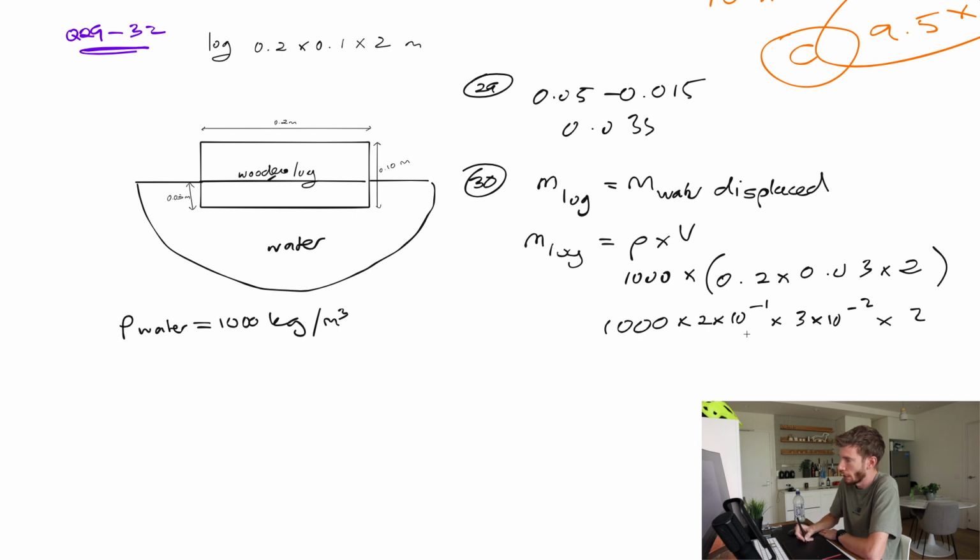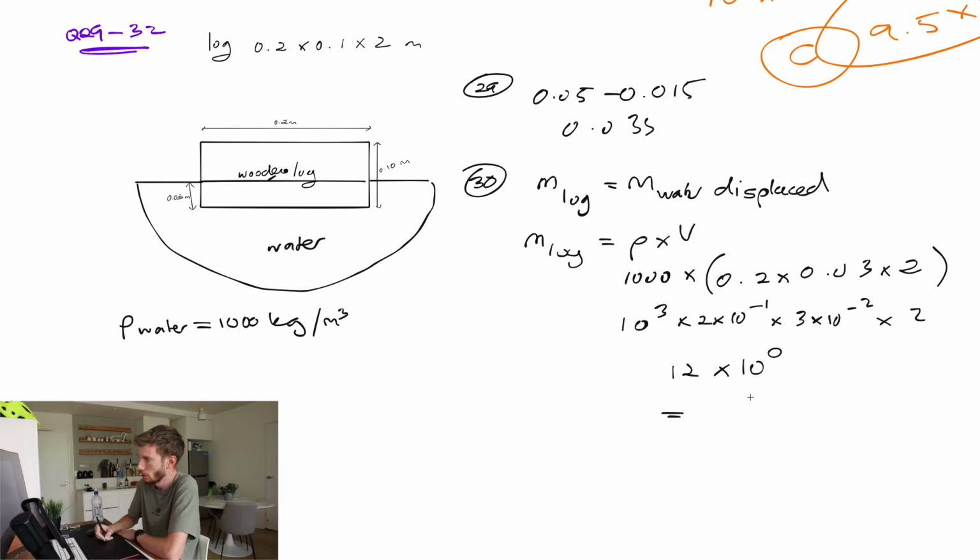We can group all, and we can even do this one actually. We can write the 1000 as just 10 to the 3. We can group all the non-10s, 2 times 3 times 2, which gives us 12. And then we can group all the 10s, and we can just apply the index law really quickly. 3, take away 1 is 2, take away 2 is 0. So that's 12 by 1, 12 kilos.